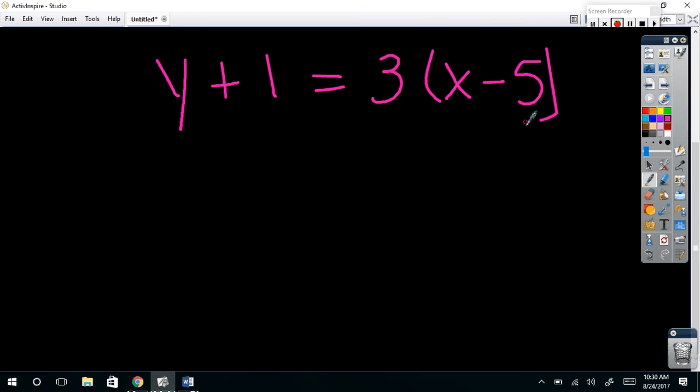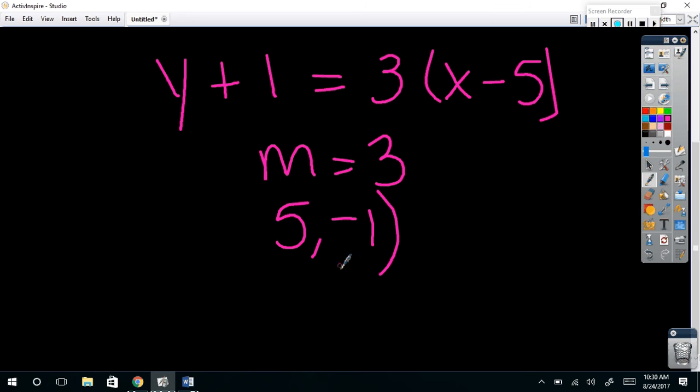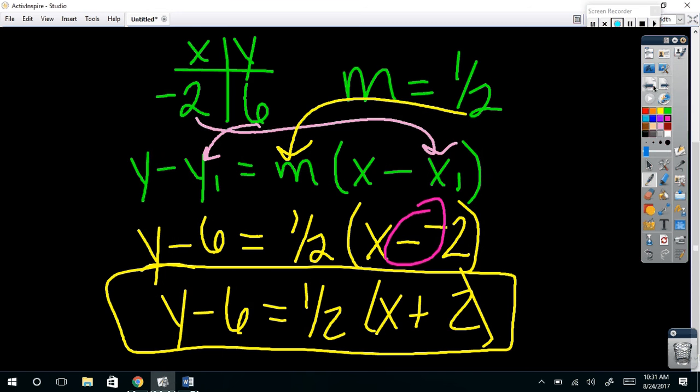Because remember yesterday we talked about, we started with something that looked like this. And I said, what's the slope? 3. What is a point that's on that line? Careful. 5 and -1. Remember we talked about you have to change those signs? So now look at this. We're just going backwards on it. We're doing the opposite. Does that make sense? A little bit.